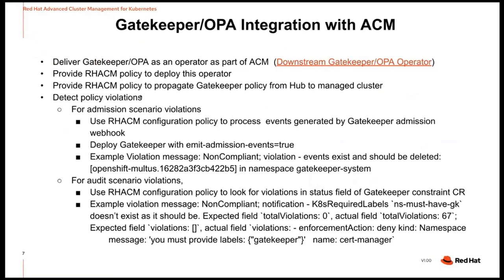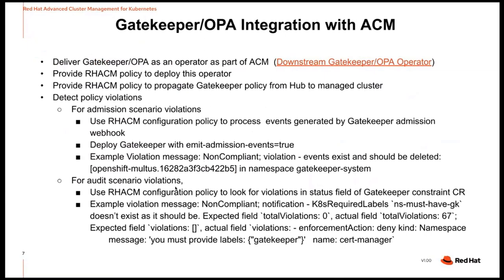In addition, you can also use ACM to define policies on what Gatekeeper itself is enforcing, right? So the constraints that I talked about can also be authored within ACM and propagated to the managed clusters. And then, as I mentioned, there are two scenarios, admission and audit. In both cases, we want to be able to detect policy violations. In the case of the admission scenario, we have an ACM config policy that can process the events that are generated by the Gatekeeper webhook.